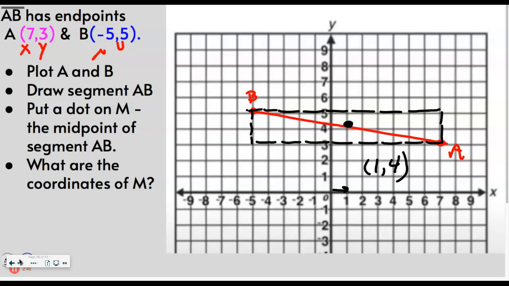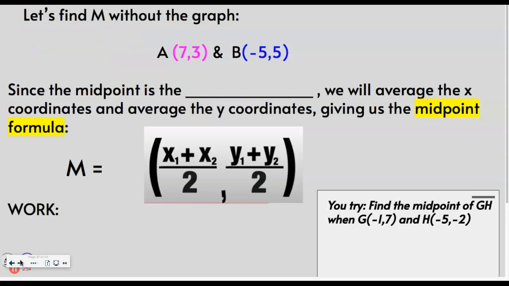But we really don't want to do it that way and have to plot them all and put them in a box and try to eyeball it. So is there a better way to arrive at that? Well, the midpoint is the average of the two. So what we do is we just add the x's and divide by 2.